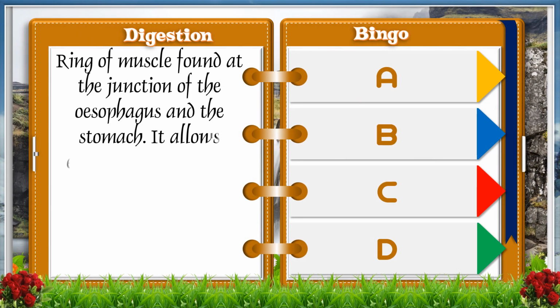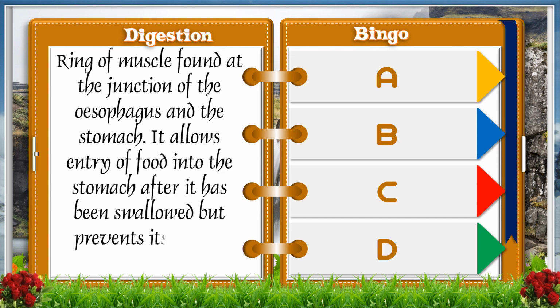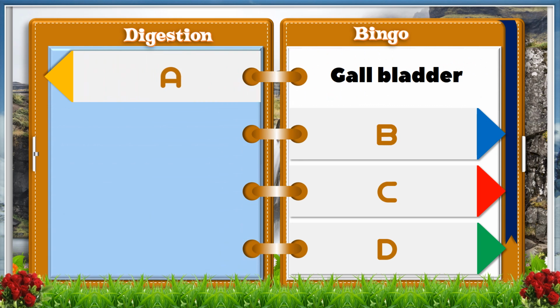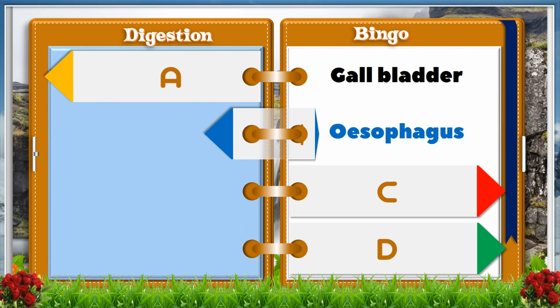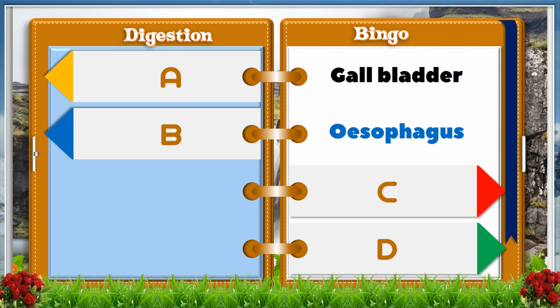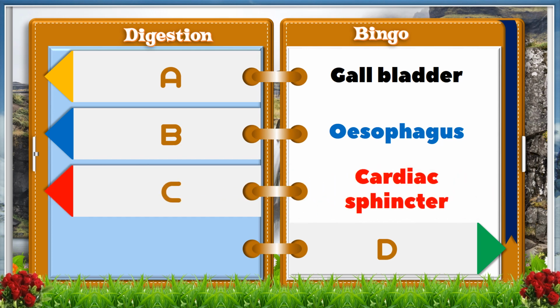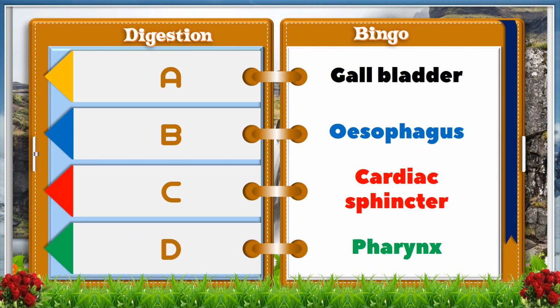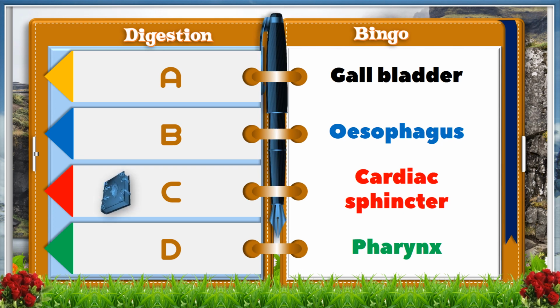Ring of muscle found at the junction of the oesophagus and the stomach. It allows entry of food into the stomach after it has been swallowed, but prevents its return, usually. A. Gallbladder. B. Oesophagus. C. Cardiac sphincter. D. Pharynx. And the answer is C. Cardiac sphincter.